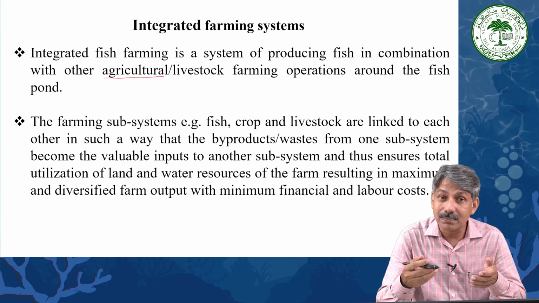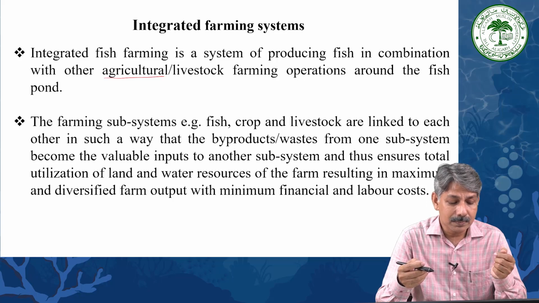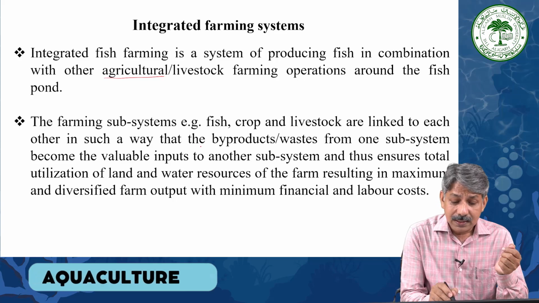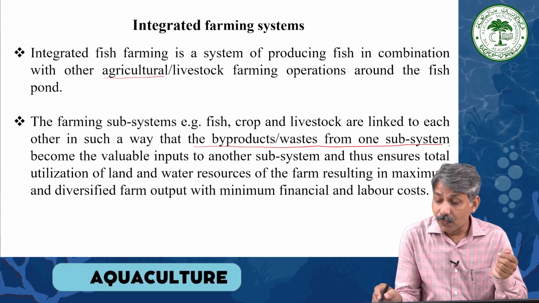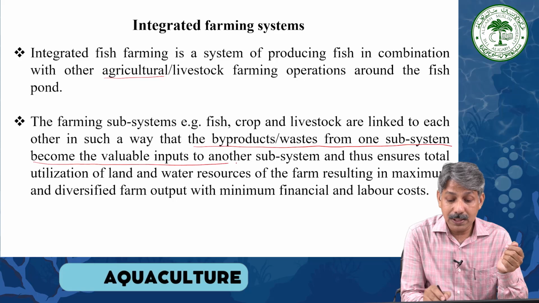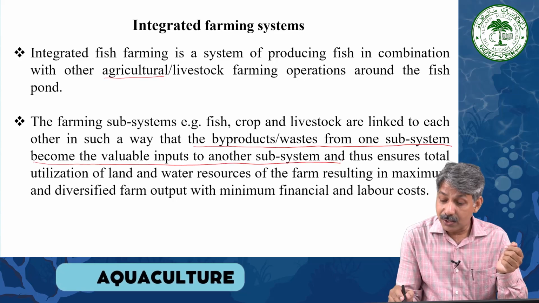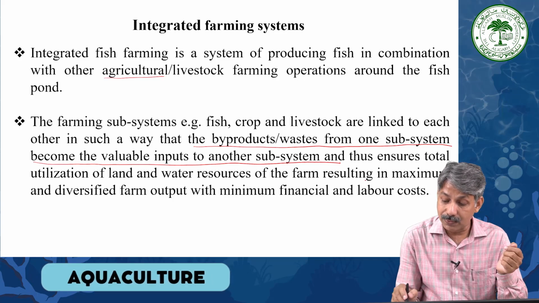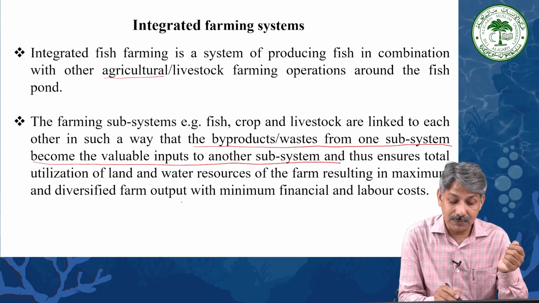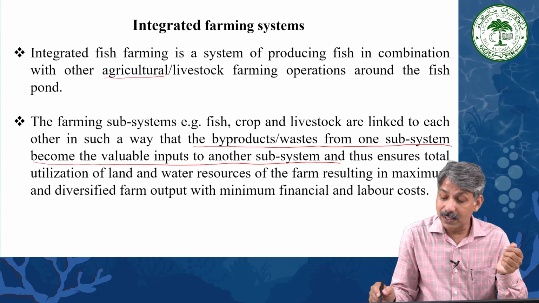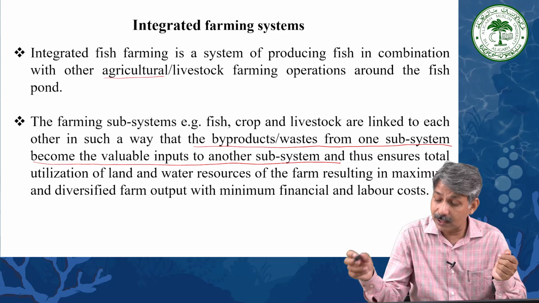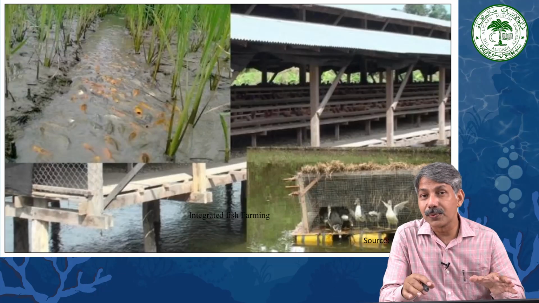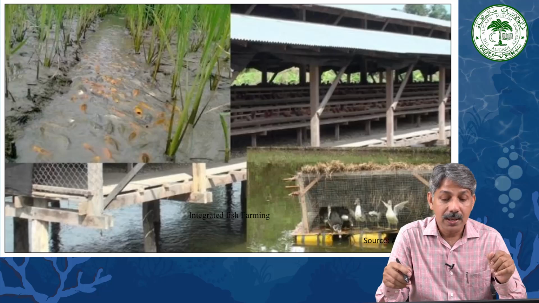For example, we can use ducks for integrating with fish culture. In fact, the idea is that the byproducts or waste from one subsystem become a valuable input to another subsystem, and thus ensure the total utilization of land and water resources of the farm, resulting in maximum and diversified farm output with minimum financial and labor costs. You can understand this very well by seeing some of the integrated fish culture examples.